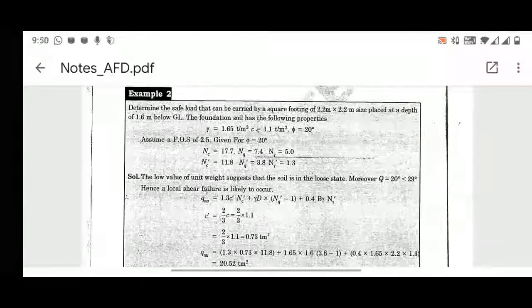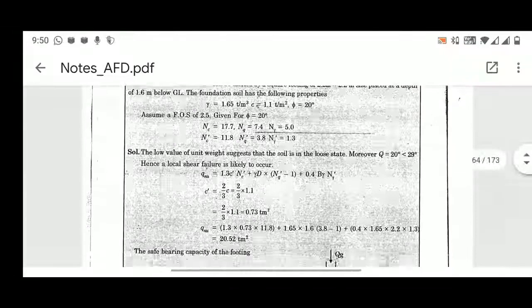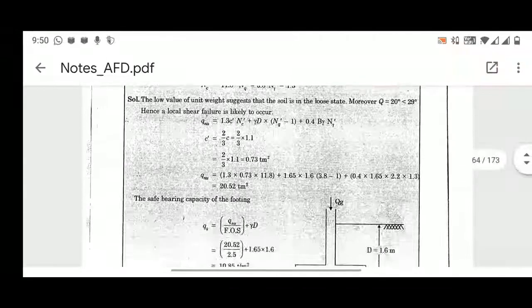Now we know it is local shear failure. We can write the expression in this way: Q net ultimate is equal to 1.3 C dash NC dash plus gamma DF into NQ dash minus 1 plus 0.4 gamma B N gamma dash. Now C dash, I have told you in the beginning that you can replace with 2 by 3 times the cohesion. Cohesion is given in the question, and on putting the values in the above expression, you will obtain net ultimate in this way.